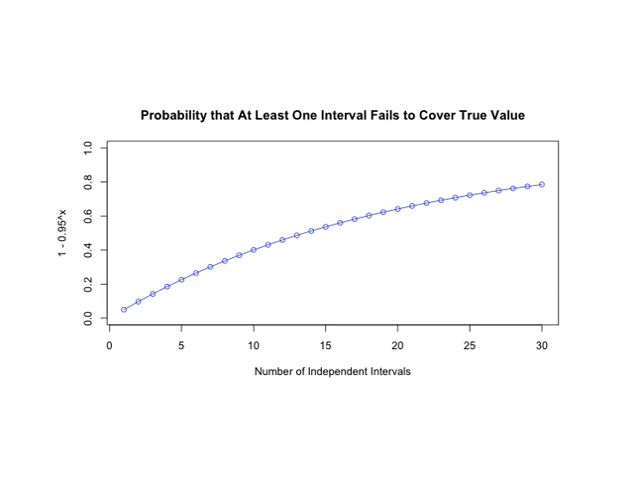Similarly, we can look at the probability that at least one of the intervals we create fails to cover the true value. So you can see here, if we have only one interval, the probability it fails to cover the true value is 0.05, and that's by construction. If we make a 95% interval, we expect it'll cover the true value with 95% probability. And you can see, as we increase the number of independent intervals we create, the probability that at least one of them fails to cover the true value increases pretty quickly.